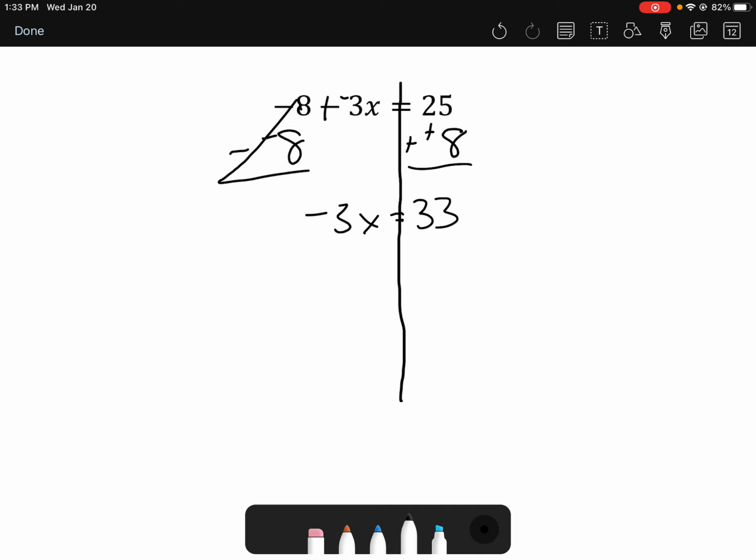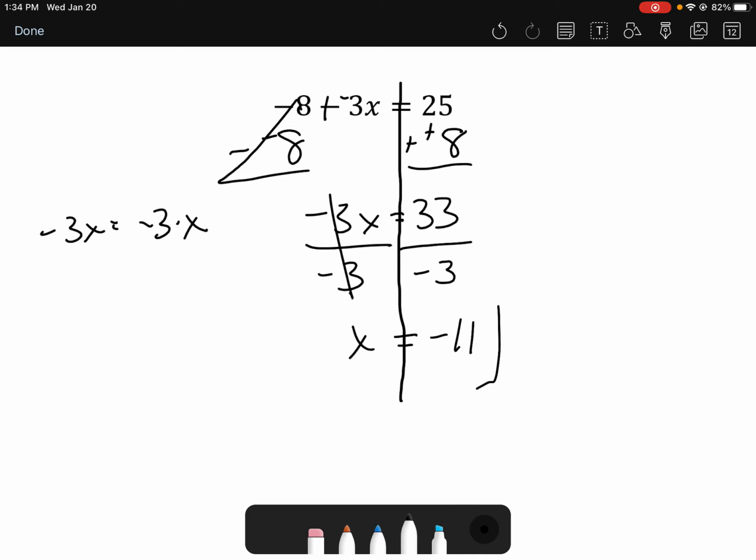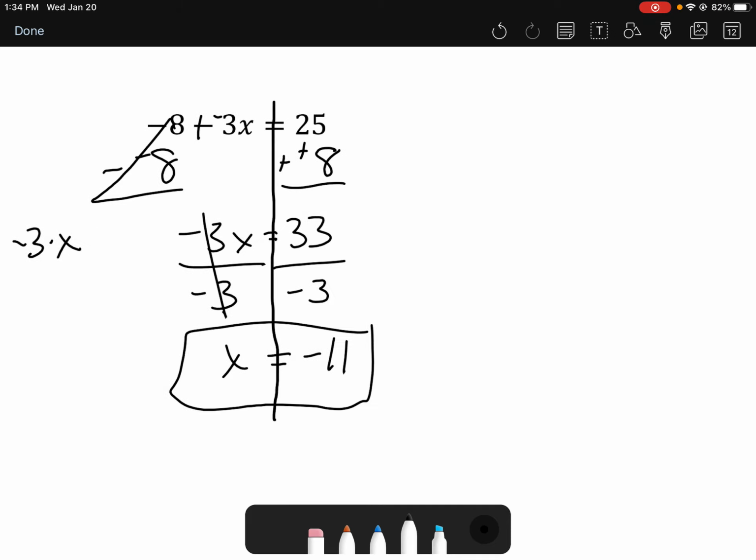Step 3 says to divide by the coefficient. So I'll divide both sides by negative 3 to cancel out the negative 3 in front of the x. Because again, negative 3x means negative 3 times x. The inverse operation of multiplication is division. 33 divided by negative 3 is negative 11. At the moment, I think that my solution is negative 11.